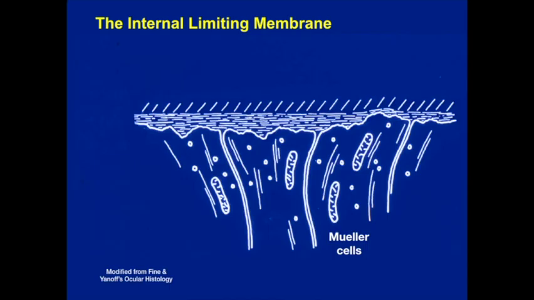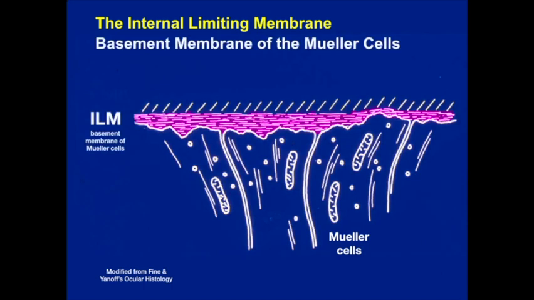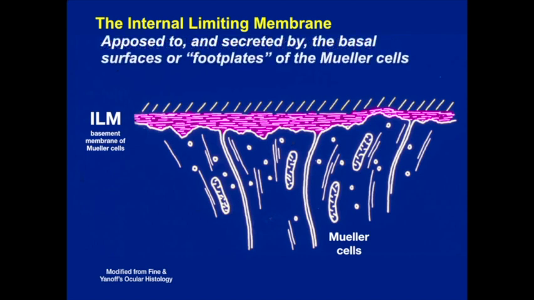This false colorized scanning electron micrograph of the interretinal layers shows the internal limiting membrane, the nerve fiber layer, a few cells of the retinal ganglion cell layer, and the inner plexiform layer. The internal limiting membrane is the basal lamina or basement membrane of the Mueller cells. It is the only one of the retinal membranes that is a true basement membrane. The ILM is secreted by and opposed to the basal surfaces or footplates of the Mueller cells.